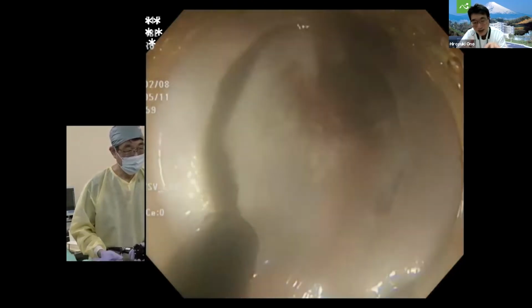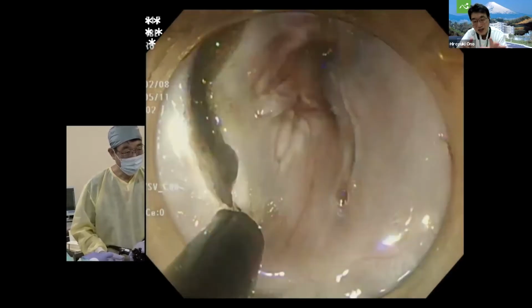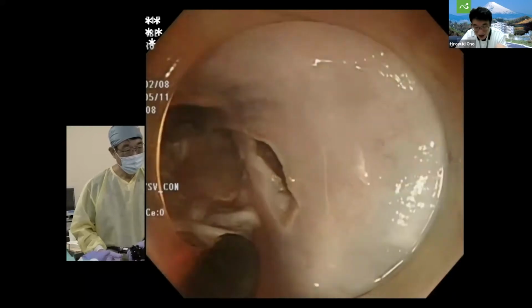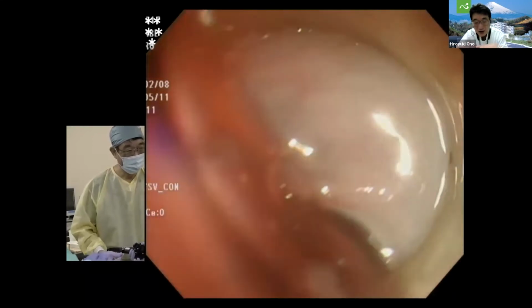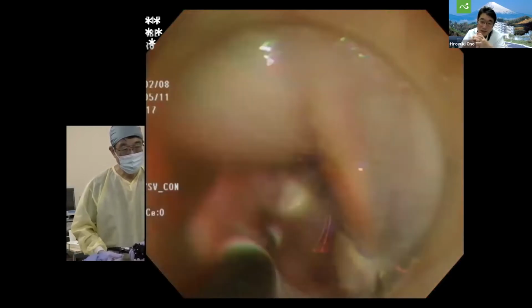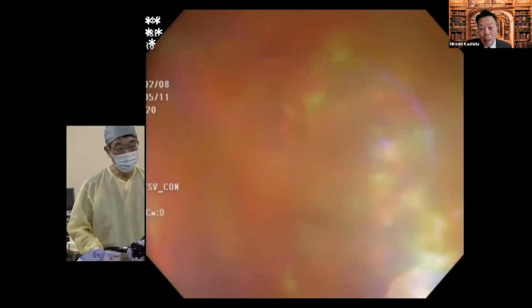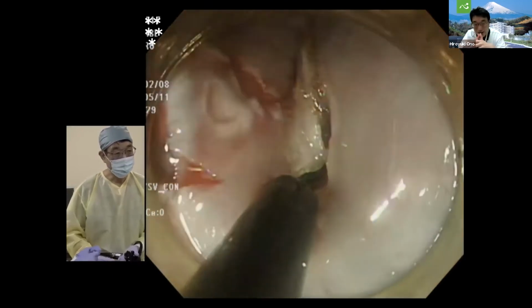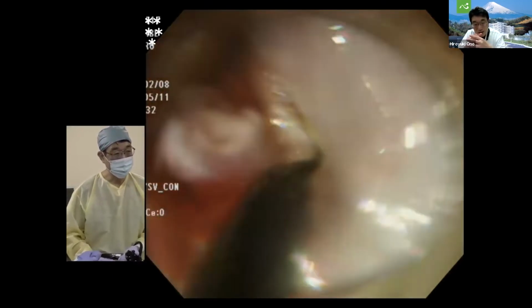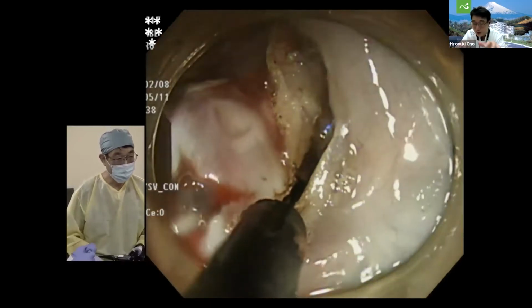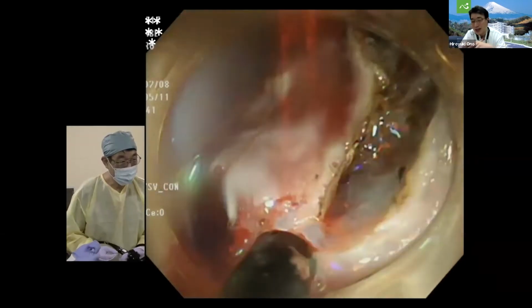So this area maybe has fibrosis. So I cut the end of the circumferential cutting. So you cut all the circumference first? All the circumference first. It is not necessary to leave the mucosa, I think.